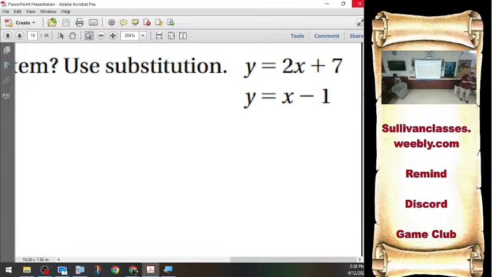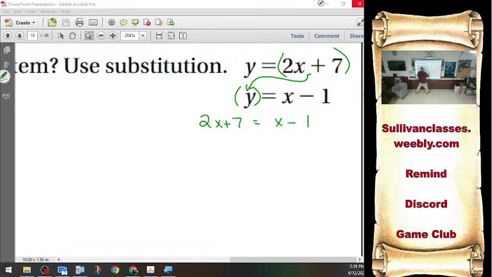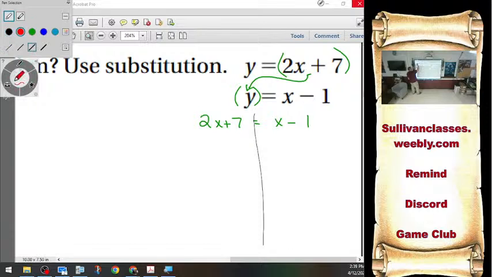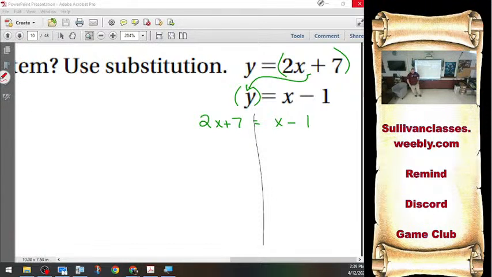There we go. Okay. If y is all of this stuff, then I will replace y with all of this stuff. 2x plus 7 is x minus 1. And now we're back in first semester. So, you show whatever you need to show, you use whatever tricks you need to do.